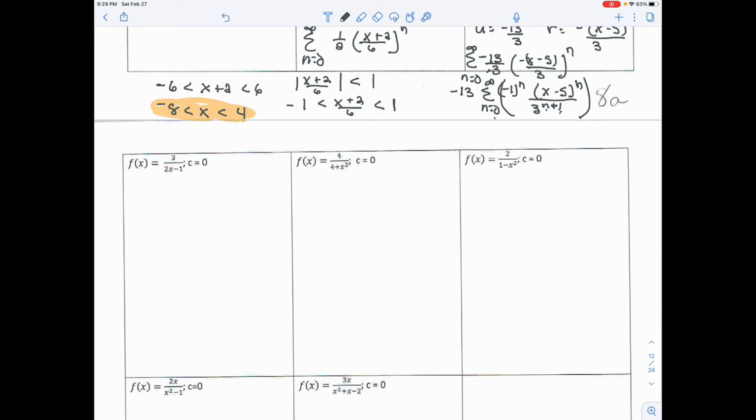This one is going to be very similar to what we just did. Again, we're going to rewrite this to say f of x is equal to 3 over negative 1 plus 2x. We need this to be 1, so we get f of x is equal to negative 3 over 1 minus 2x. So A is negative 3, and R is 2x. So this is negative 3, 2x to the nth.